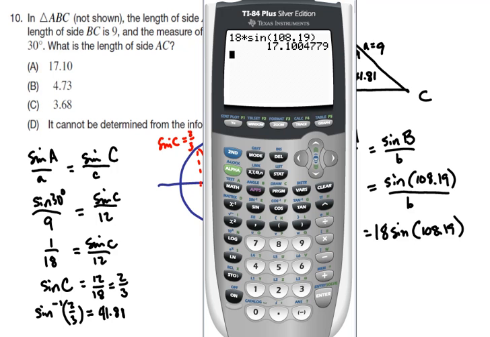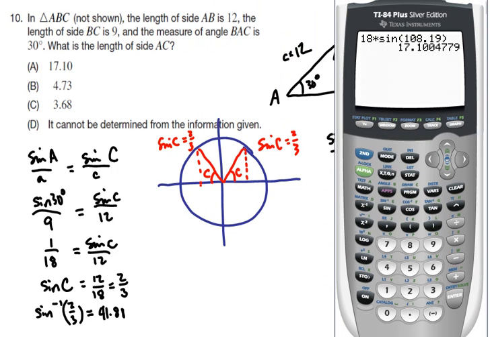So it's very important here that you note that when you have a sine that's between 0 and 1, there are two possible angles that could return that value.